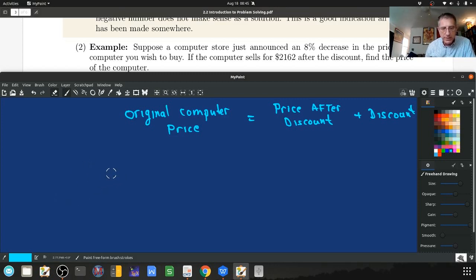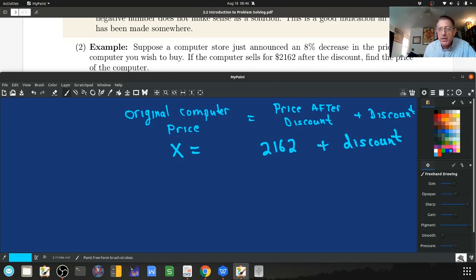So in this case, let's identify the unknown value. Find the price of the computer, and by the price, I mean the original price of the computer. So that's going to be my unknown. My x is going to be the original price. The computer sells for $2,162 after the discount. And then I have to figure out the discount value.